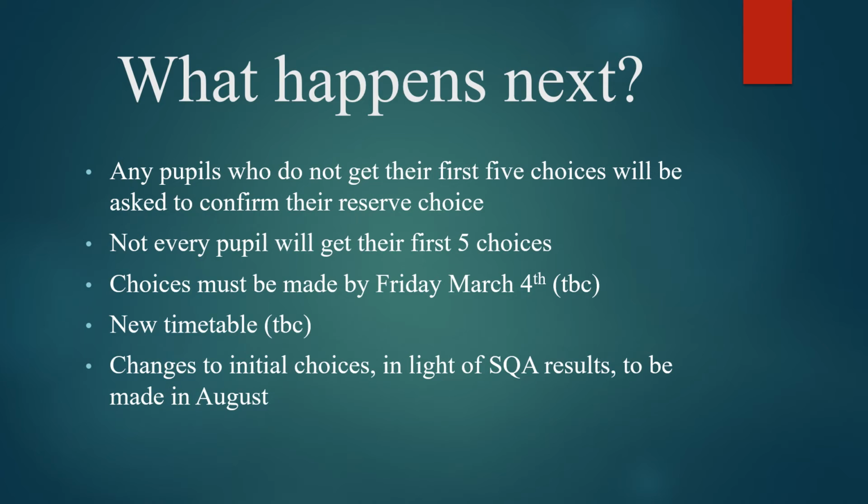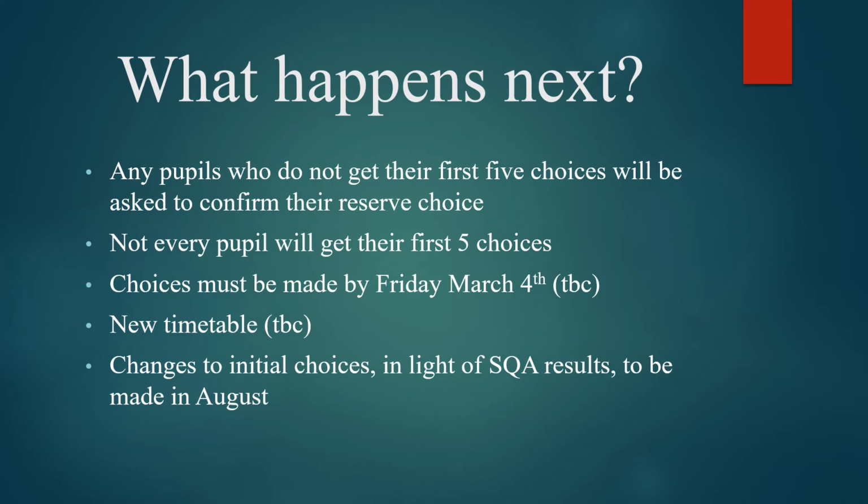So once you've done your first 5 choices and your reserve choices, the next thing that will happen is that any pupils who do not get their 5 first choices once the column structure has been decided will be asked by Mr. Lanigan or Miss McNaughton to confirm the reserve choice. I stress again that not every pupil will get their first 5 choices, so you should think about what you should have in reserve, and you should start thinking about that now.